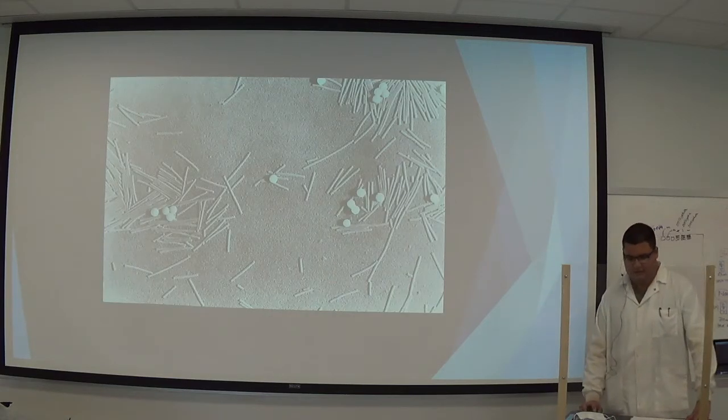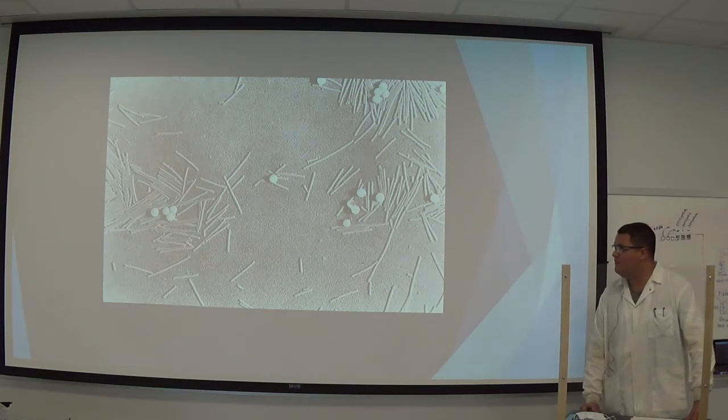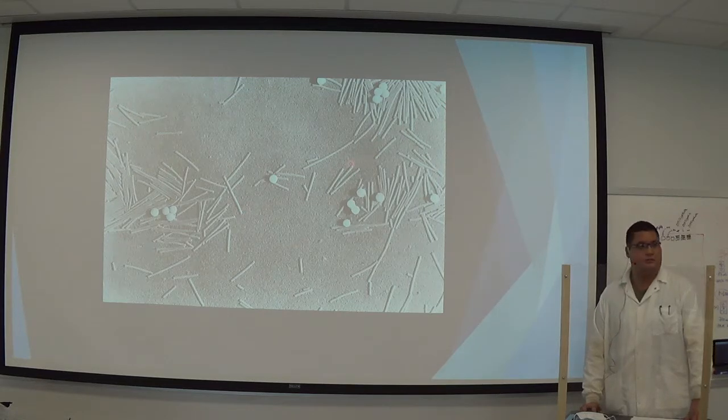Here's what it looks like underneath the scanning electron microscope. You can see they're just long rods, not flexuous, they're rigid rods. And that's just RNA inside of it covered up with proteins. I'm not sure what these balls over here are, but the rods are about 300 nanometers long, so they're very, very small.